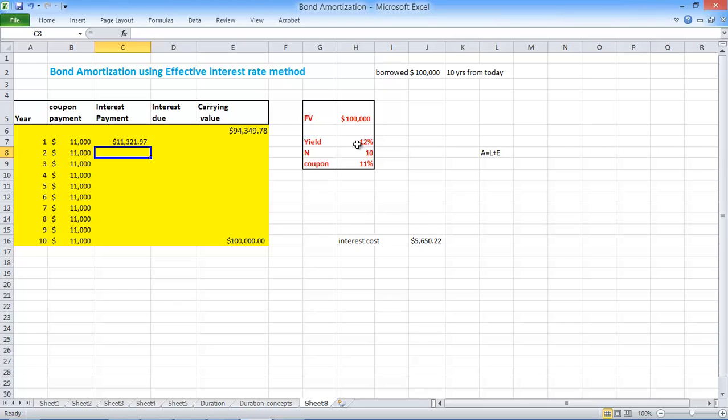But the part that most students don't understand is this. So pay attention now. So you're paying this coupon payment because you have to pay this at the end of year one. You have to pay $11,000, but your interest expense is 11,321. So you're paying less. So you're carrying this amount. So you still owe this, okay?